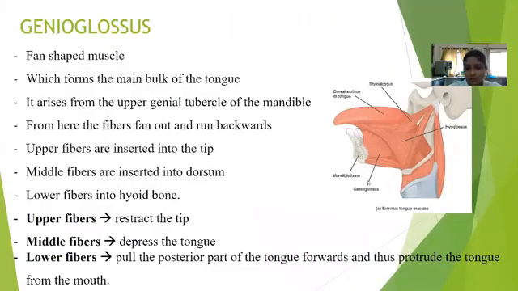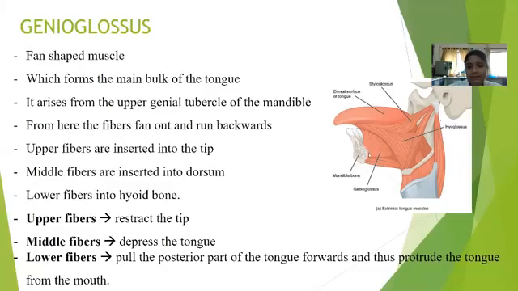Coming to genioglossus. It is a fan-shaped muscle which forms the main bulk of the tongue. It arises from the upper genial tubercle of the mandible. From here, the fibers fan out and run backwards. The fibers are upper fibers, middle fibers, and lower fibers. Upper fibers get inserted into the tip, middle fibers into the dorsum, lower fibers into the hyoid bone.